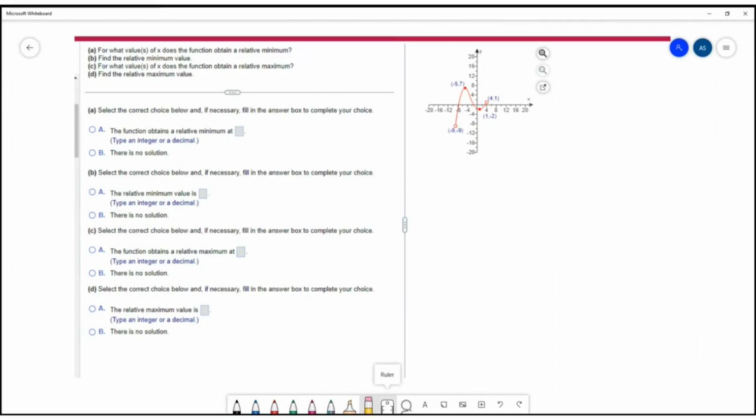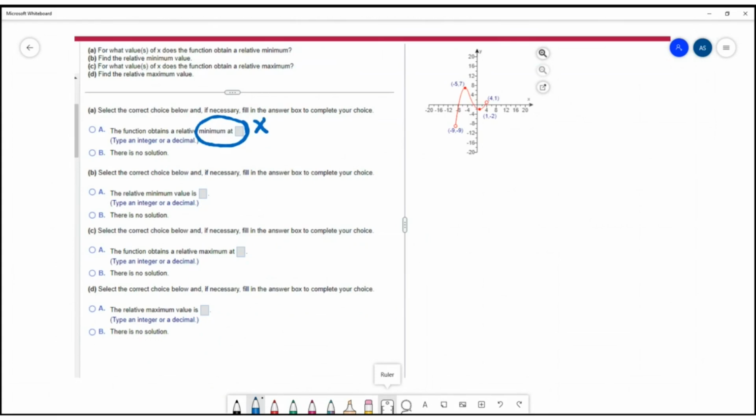For this question, we're looking for relative minimum and relative maximum. There are two components of this, the x and the y coordinate. The y coordinate is the minimum or maximum, and the x coordinate is the location of that minimum or maximum. In this question, it says the function obtains a relative minimum at. That is our x coordinate.